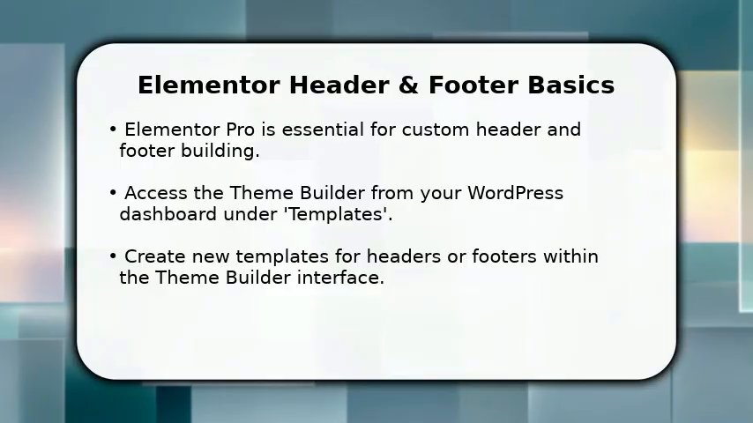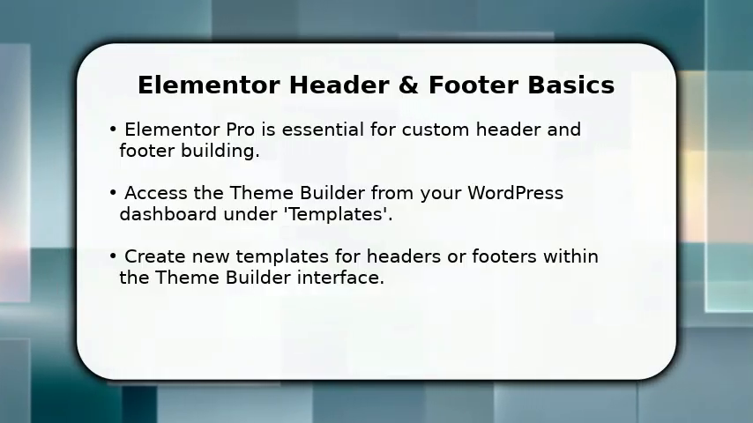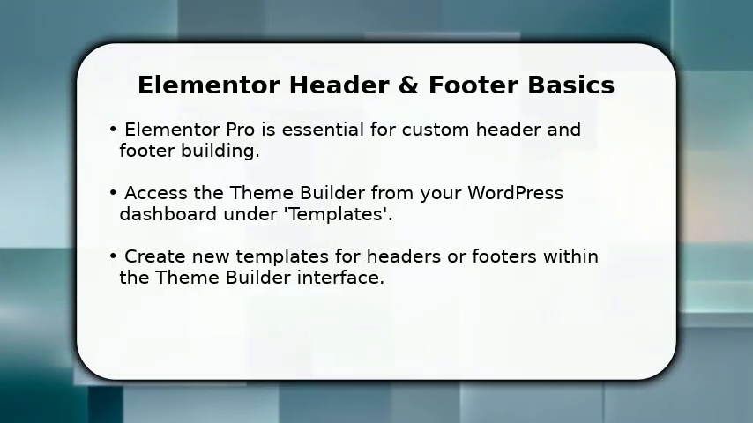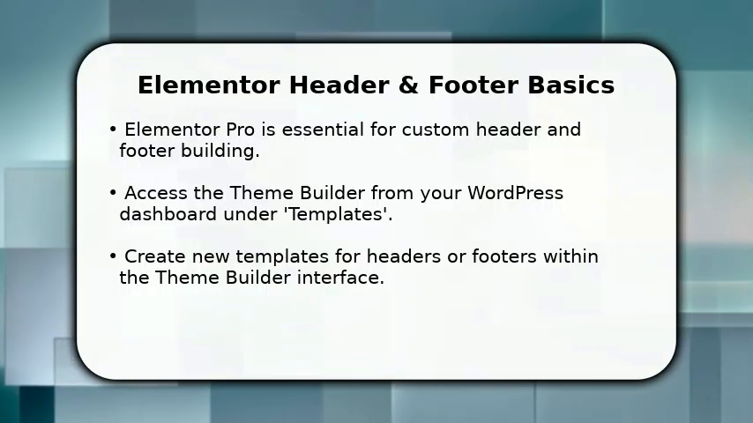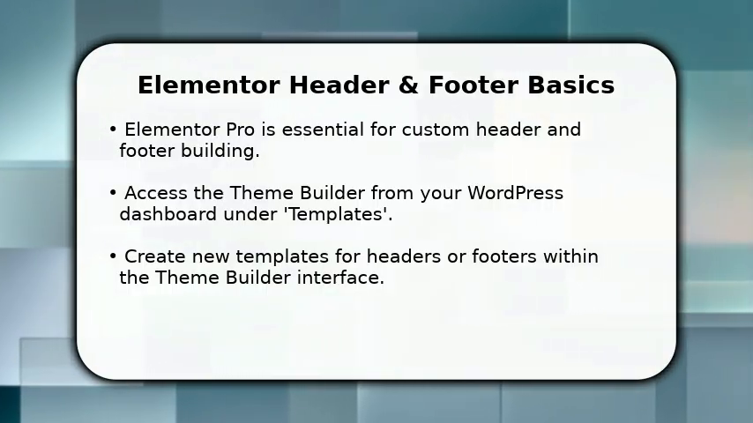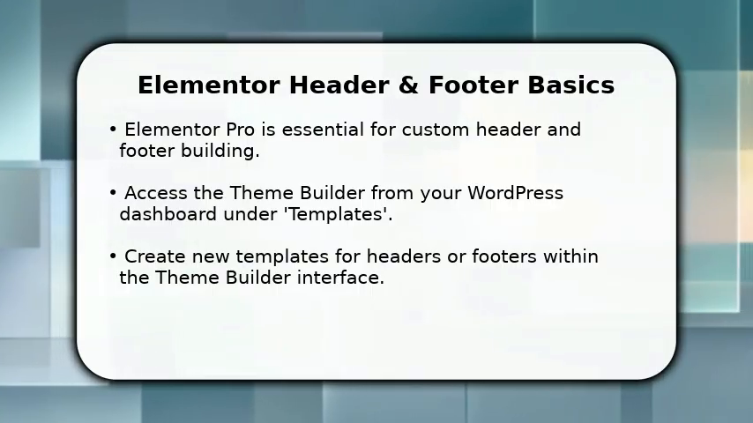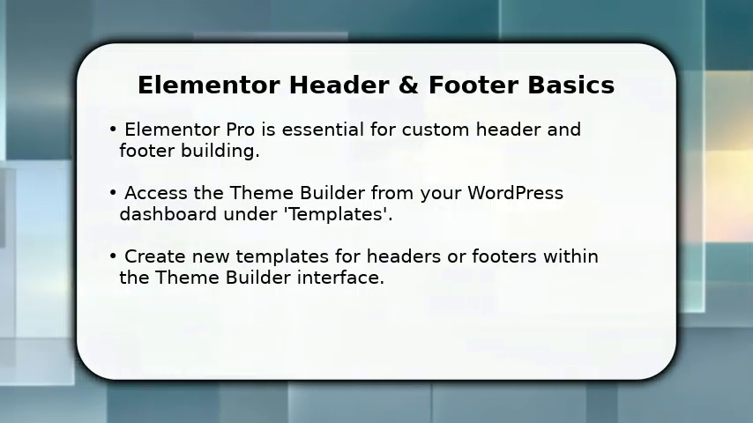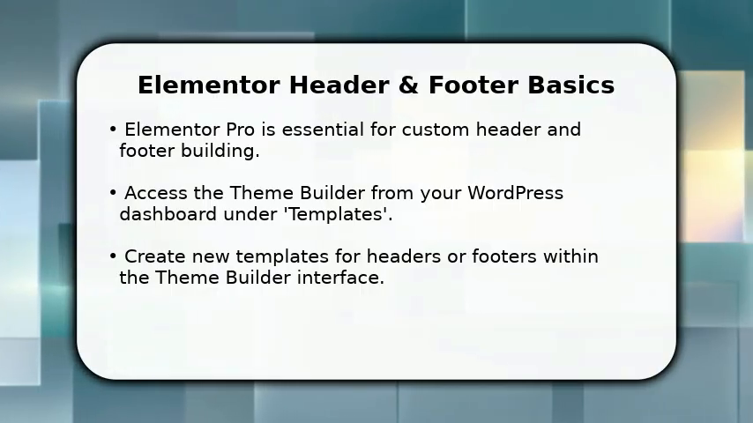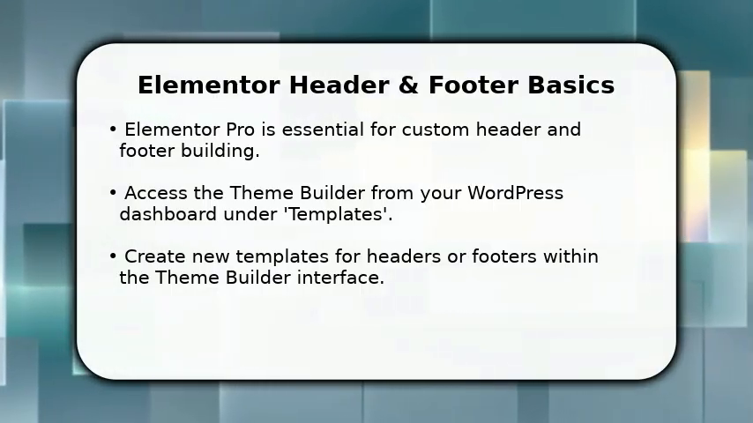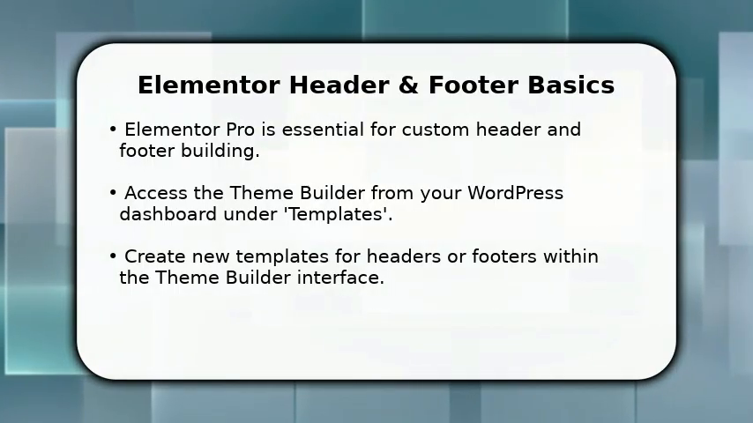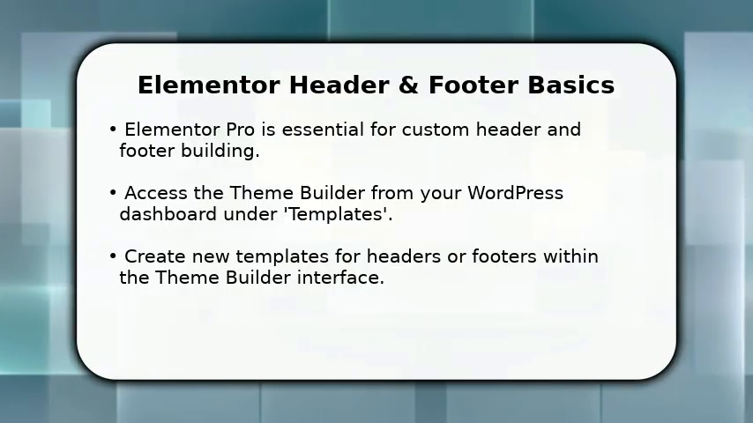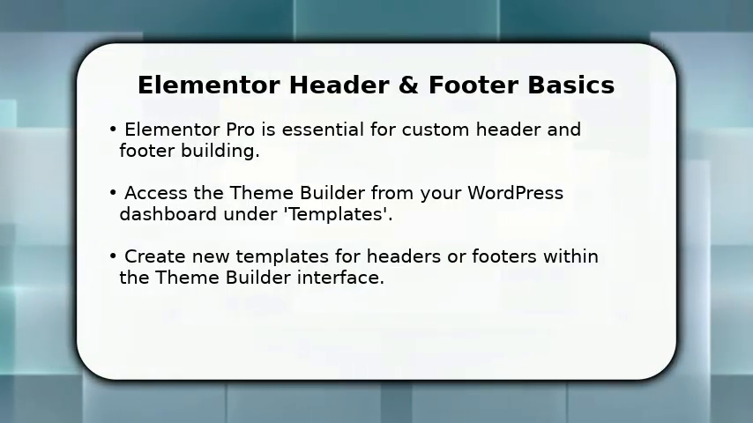Enjoy the video. In this video, I will explain how to make Elementor headers and footers. First, ensure you have Elementor Pro installed and activated on your WordPress site. Navigate to the Templates section in your WordPress dashboard, then select Theme Builder to begin creating your custom designs. This is where you'll manage all your site parts, including headers and footers. You can either start from scratch or use a pre-made template to save time.